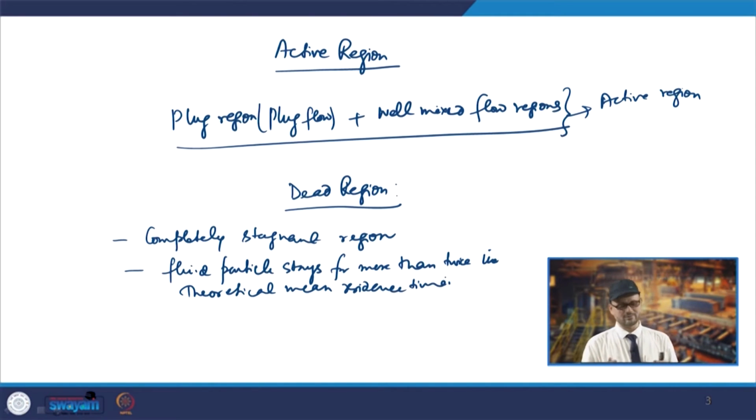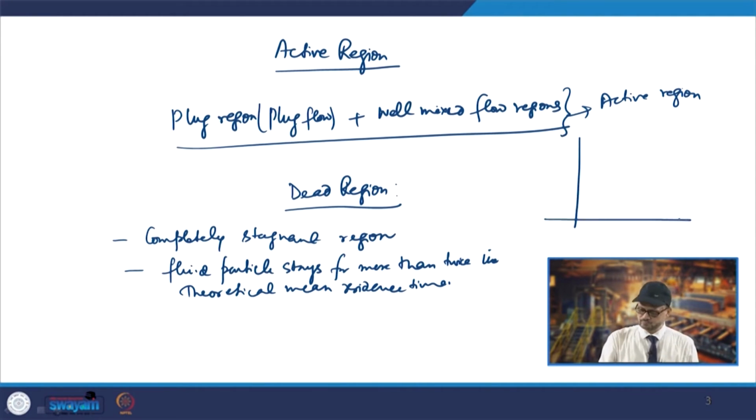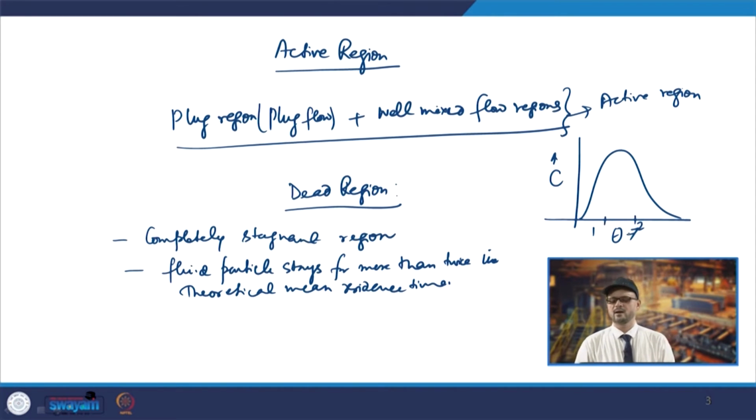So, accordingly you can have the definition of these dead regions. If you look at a typical C curve, with C on one axis and theta on the other, suppose this is theta equal to 1 and this is 2. The liquid particle which is staying more than this 2 times, this region can be said to be the dead region. So, you will have the active region as well as the dead region. This region becomes the active region, whereas this region will be shown as the dead region.